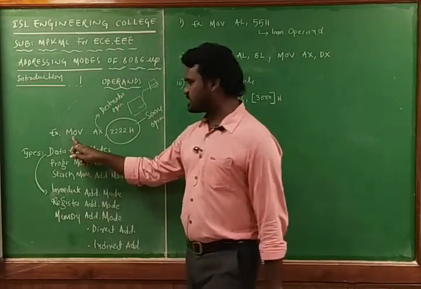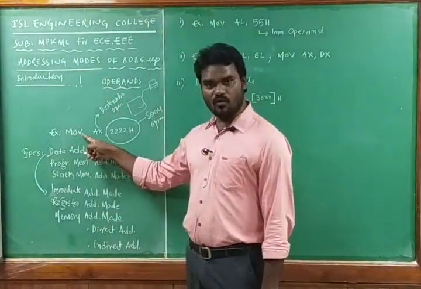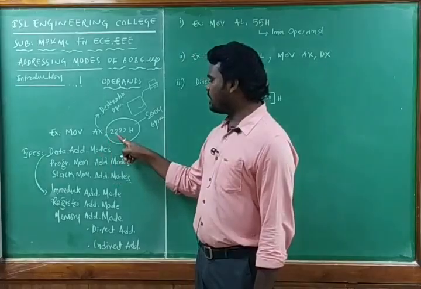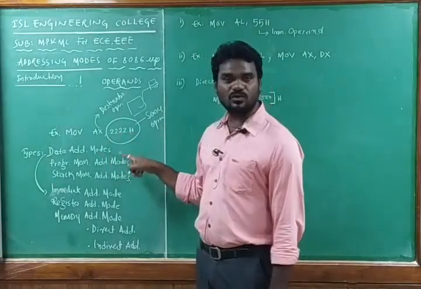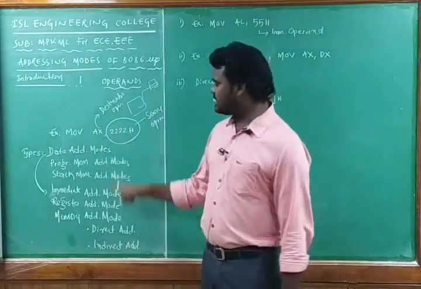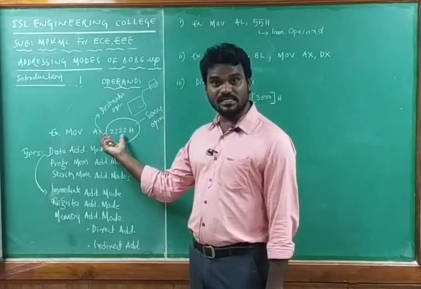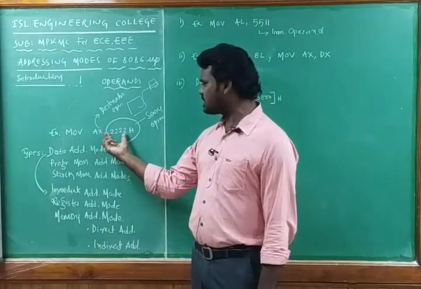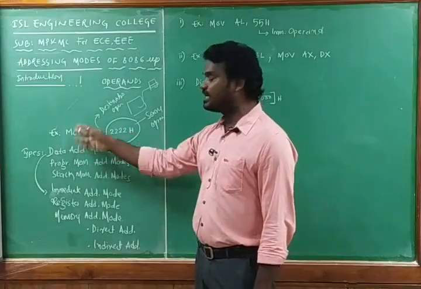And it is the instruction. What is the instruction giving? MOV AX, 222H. 222H is a hexadecimal number, so it is a 16-bit binary. And it is a source operand. The instruction is saying that it is move.